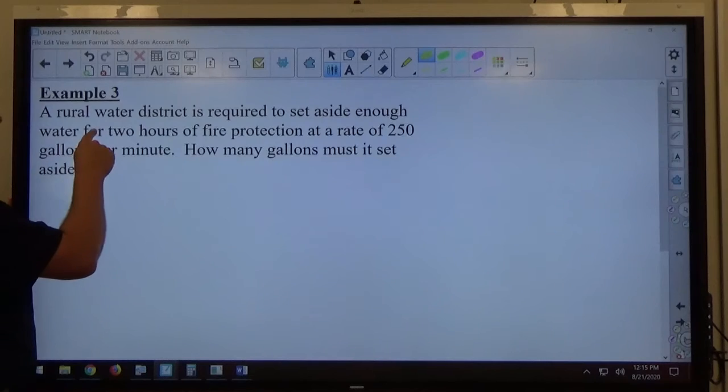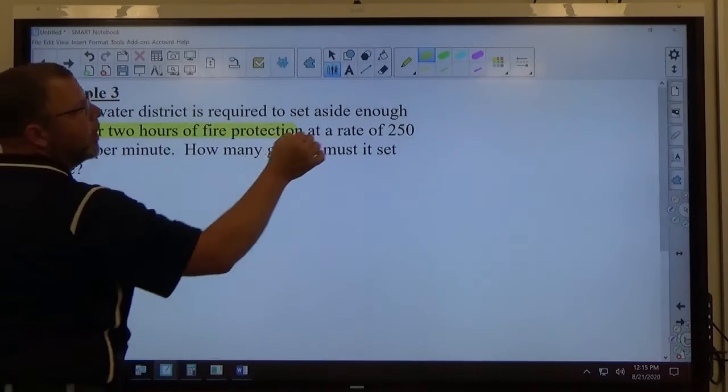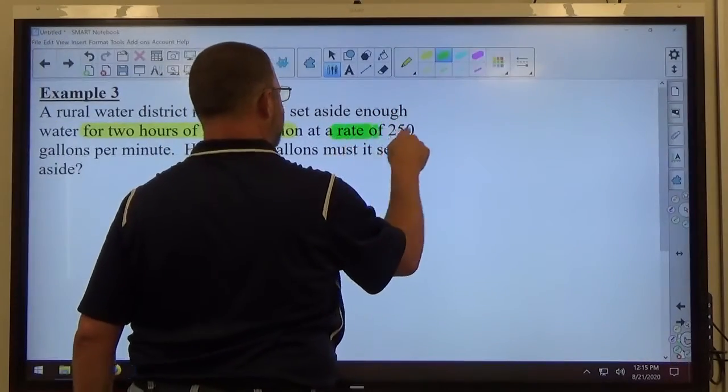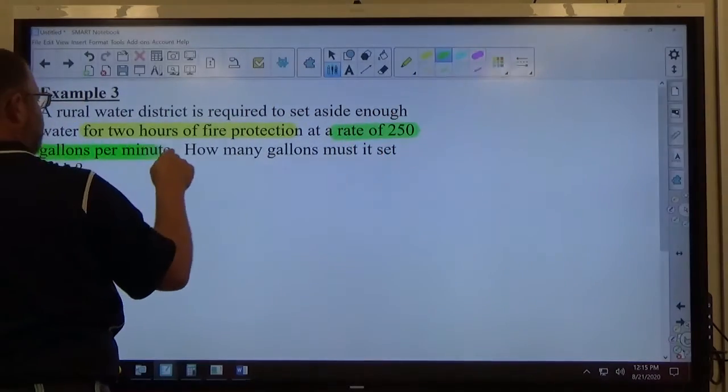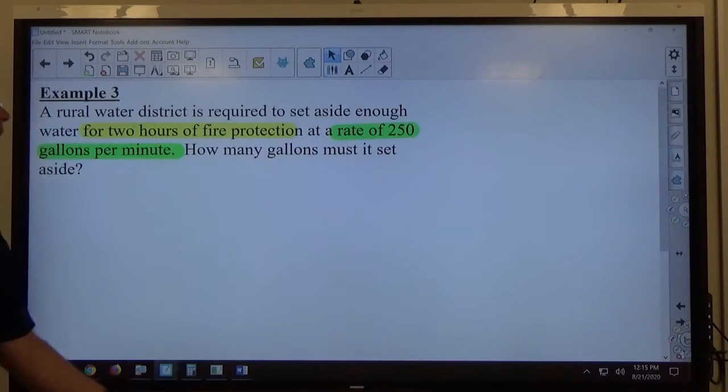We need 2 hours of fire protection, and the rate is 250 gallons per minute. So, sometimes you multiply, sometimes you divide, sometimes you add, sometimes you subtract. So sometimes for me, when I'm looking at these things, I look at the units and I kind of ask myself, what operation is going to give me the unit I need?